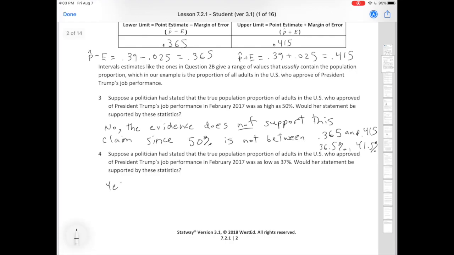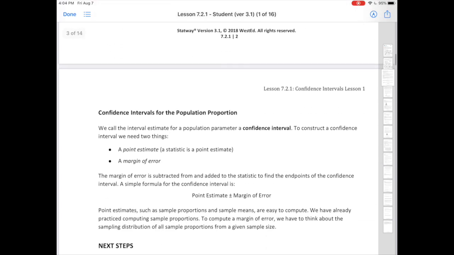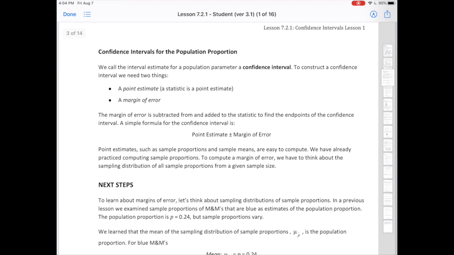So, yes, 37% is contained within the interval. Okay, so any number between those two numbers is a reasonable guess, right? Because that's the whole point of an interval estimate. Okay, let's keep going then.